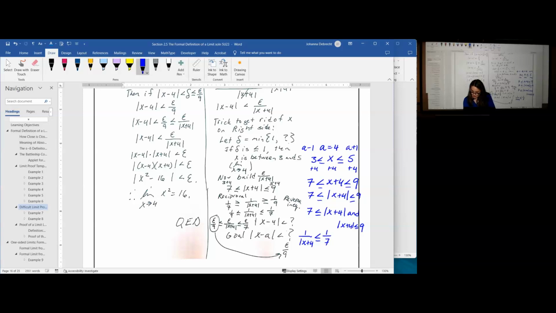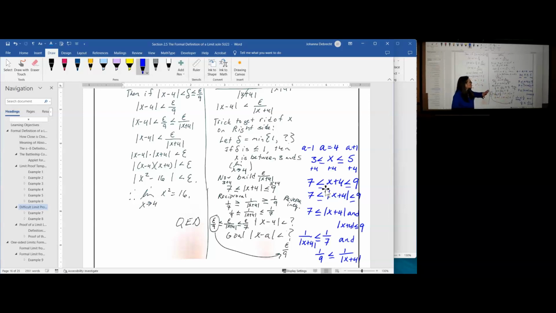What about this other statement here? And this would give me 1 over 9 here, less than or equal to 1 over the absolute value of x plus 4. Well, what does that mean? Well, it's kind of reversed things a little bit. What it means is that 1/9 is the smallest thing and 1/7 is the largest thing.